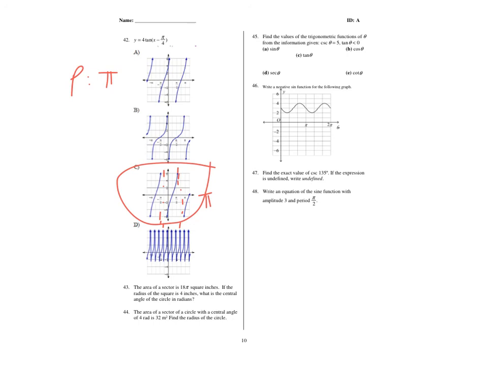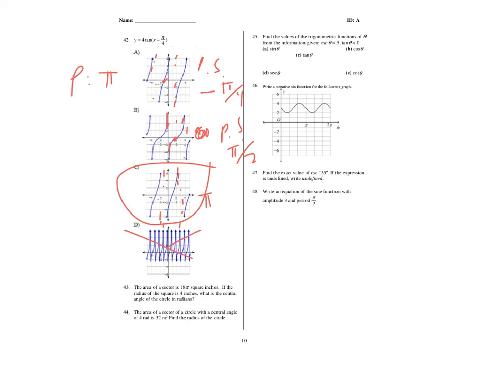B has a period of pi. That's looking good, but no phase shift. Actually, it does have a phase shift. Never mind. It's a phase shift of pi over 2 since the tangent starts at the midpoint. Yeah. This one also has a period of pi, but it looks like a phase shift of negative pi over 4, so that's why we're not choosing it. And for option D, the period's way off.